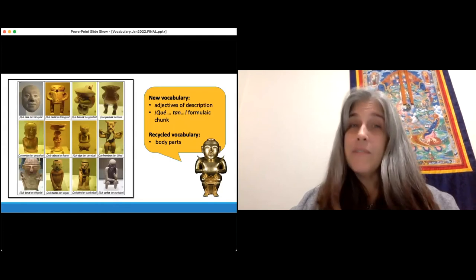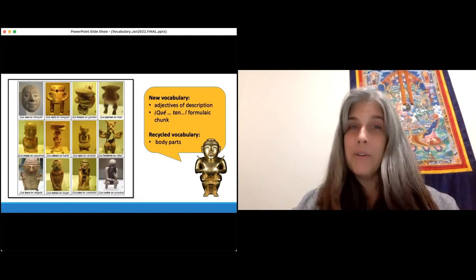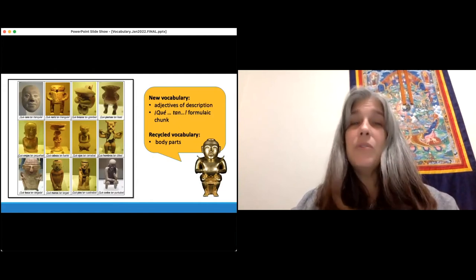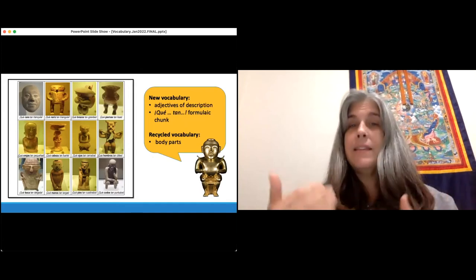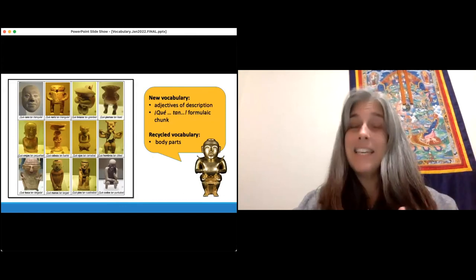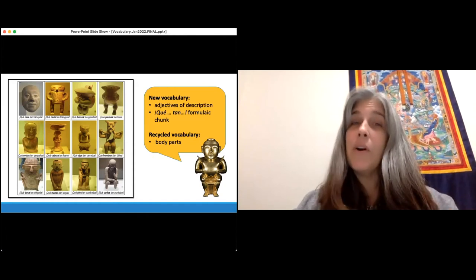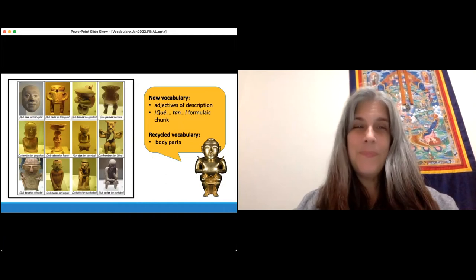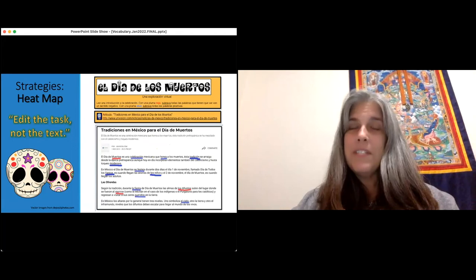There are adjectives of description. So not only are they describing the body parts, but they're describing each particular object. And they're learning a new formulaic chunk, which is que something tan something. So in the first one, for example, que cara tan tranquila. So they're learning this particular structure, this formulaic chunk. And again, the recycled vocabulary are body parts. So that's a particular look at some of the tasks that are embedded within a thematic unit.